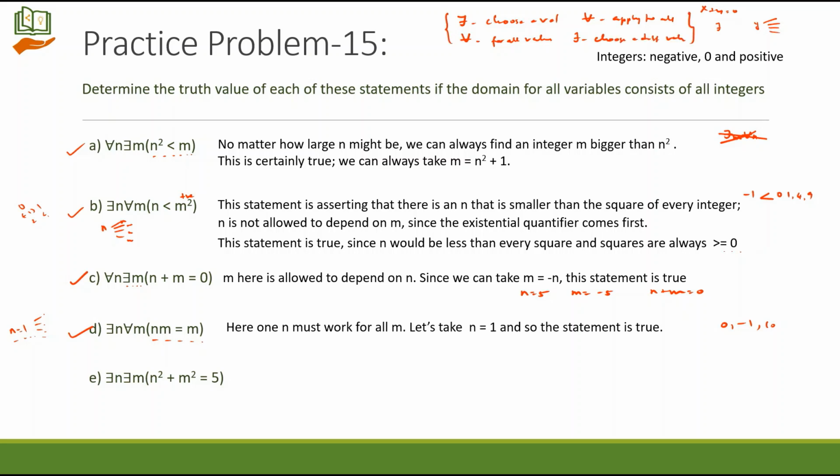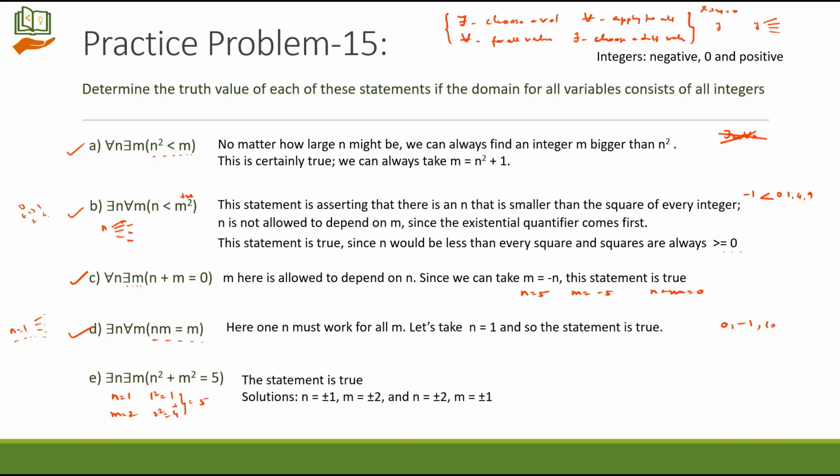There is an n value and there is an m value. When we square and add, we will ultimately get 5. So let's take n is equal to 1, m is equal to 2. So 1 squared will be 1, 2 squared will be 4, 1 plus 4 will give you 5. So this statement is definitely true.